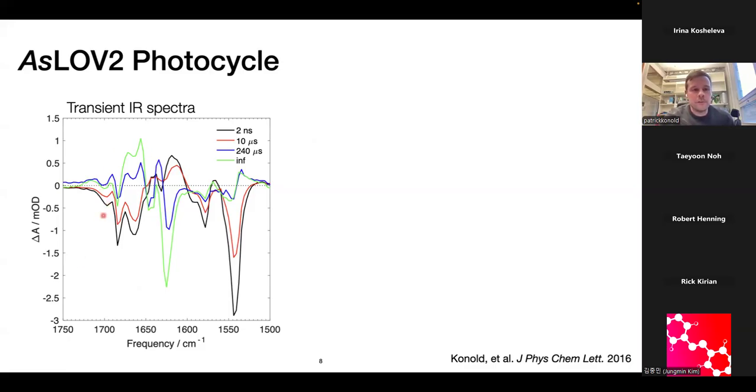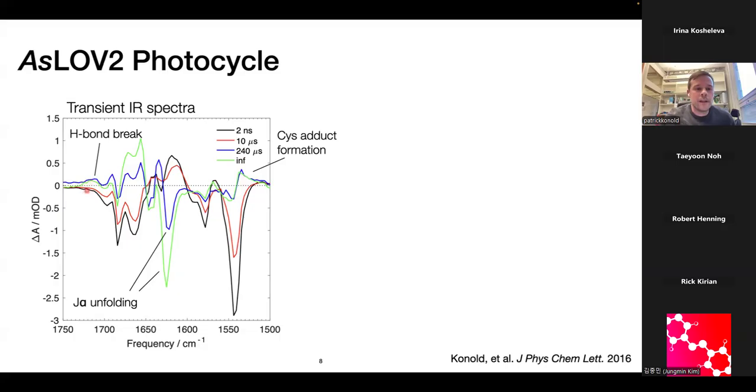And we resolve, say, several components. The black and the red are mainly due to the vibrations of the flavin itself. But as you see those decay, there are some interesting features that pop up. So first is this lower frequency band here, which represents the formation of the cysteine adduct to the chromophore itself, and that occurs on the time scale of 10 microseconds.